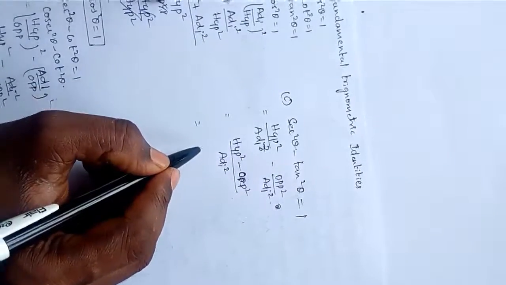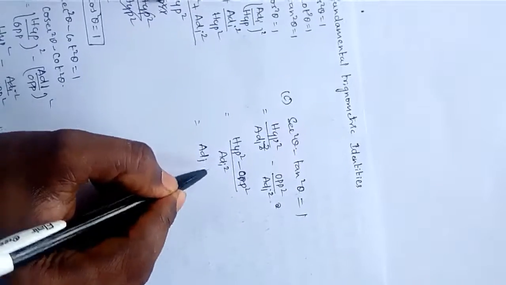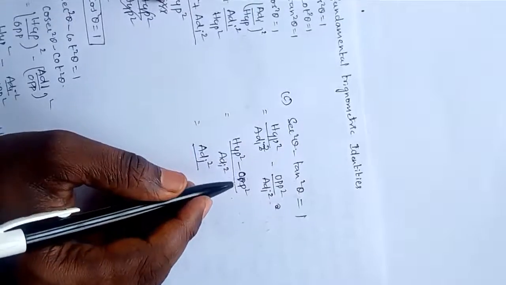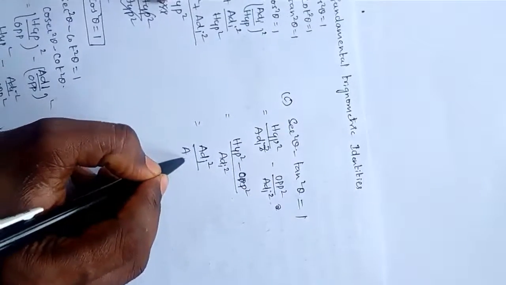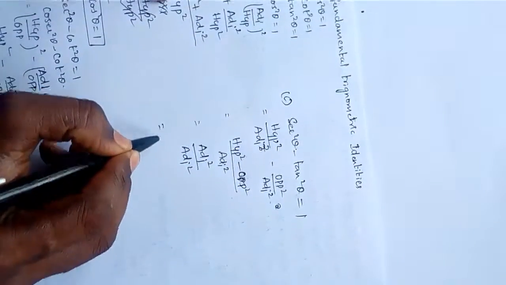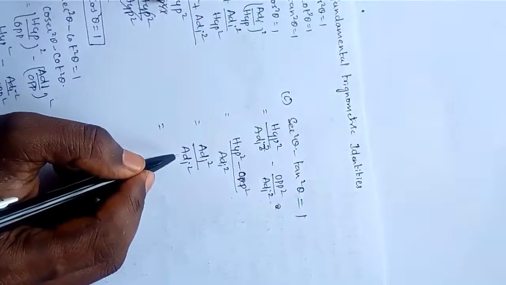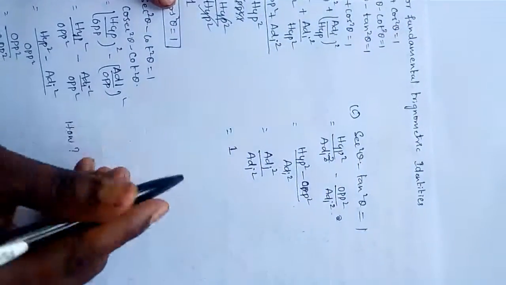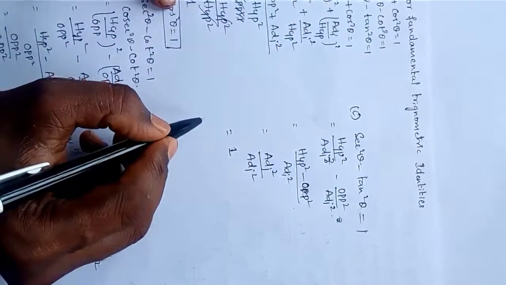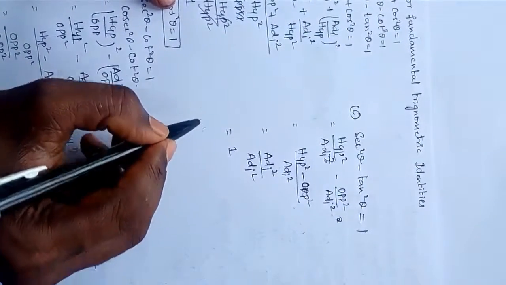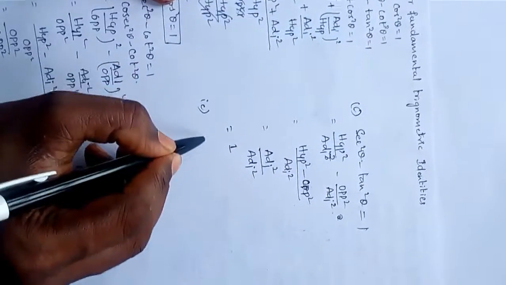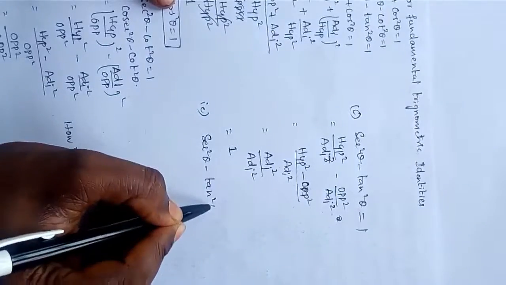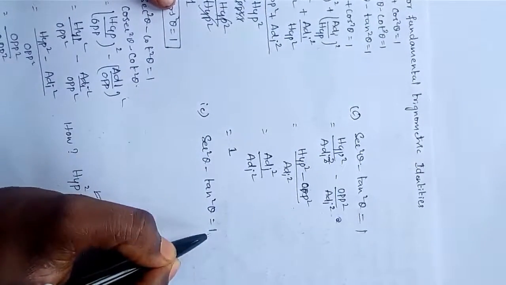Same, by using Pythagoras theorem, hypotenuse square minus opposite square can be written as adjacent square. Again, this is adjacent square. Now the numerator and denominator of the fraction are equal. So the value of the fraction is equal to 1. So this is the proof for the third fundamental trigonometric identity, that is secant square theta minus tan square theta is equal to 1.